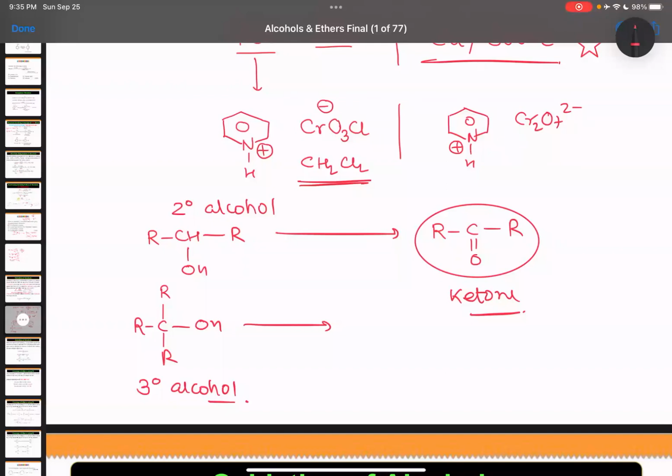Actually, if you look over here, you will find the reason. They don't have hydrogen, right? Here you have hydrogen, okay? And tertiary alcohol, no hydrogen is there. Is it clear? Yes, sir. So if there is no hydrogen, the tertiary alcohol can't get oxidized. So no oxidation.